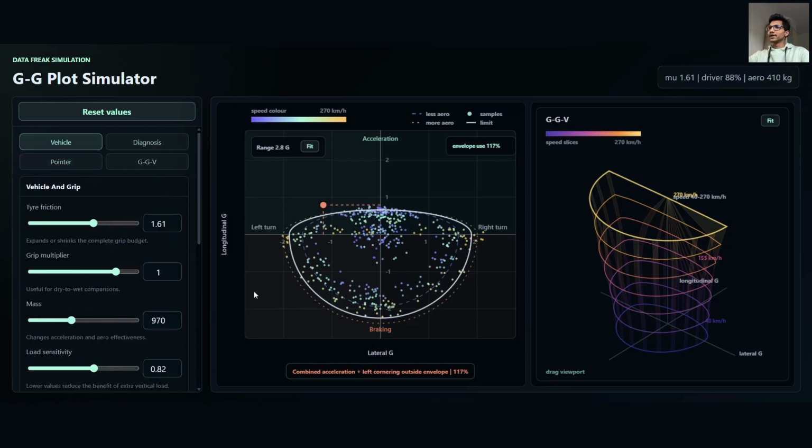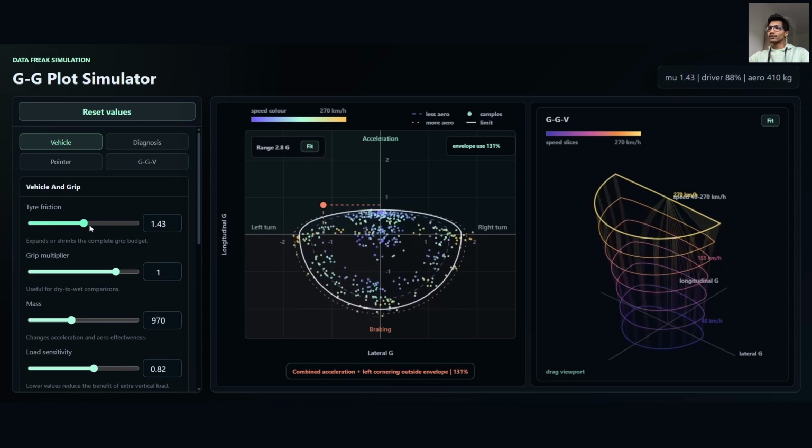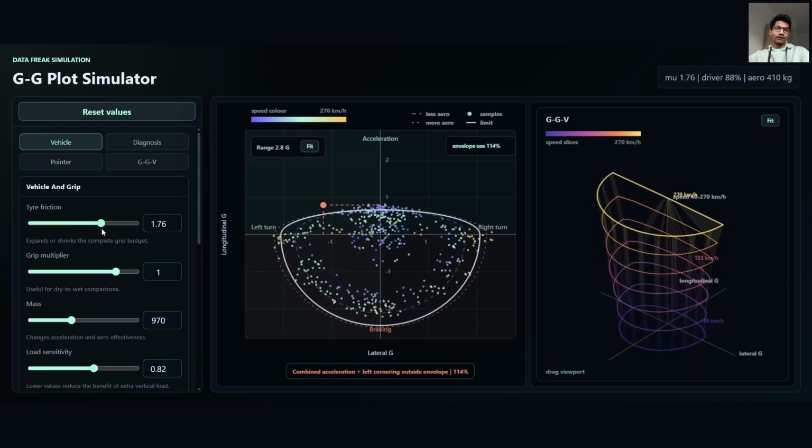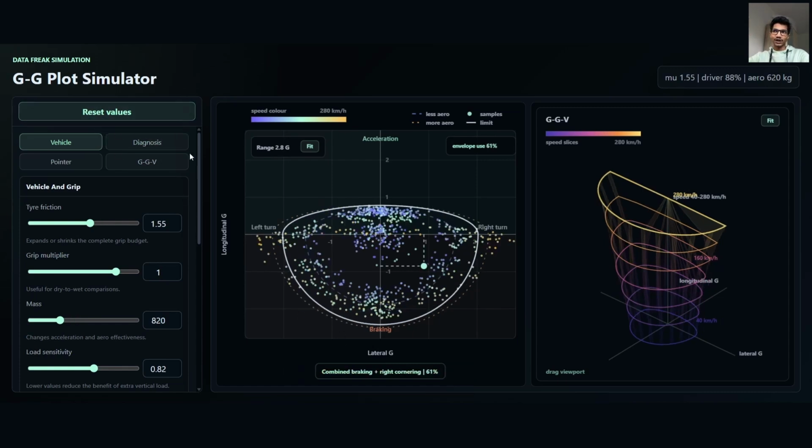Now, if I reduce the tire friction, the whole envelope shrinks, it becomes smaller, which represents the dry to wet idea. So if there are wet conditions, the car has less grip in every direction, so the limit moves inwards. And it could also mean cold tires, a poor track surface, or maybe a different tire compound which is not producing as much grip. So the first question is, has the limit itself changed?